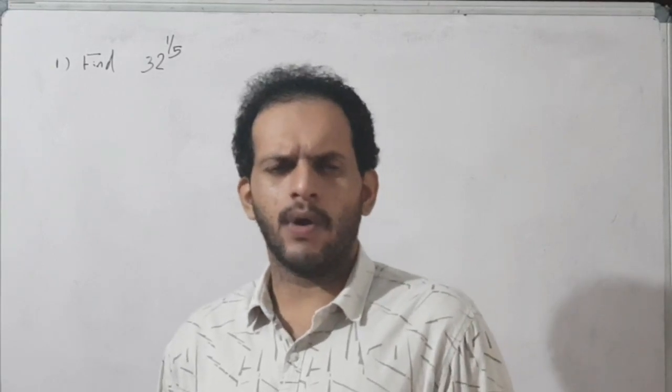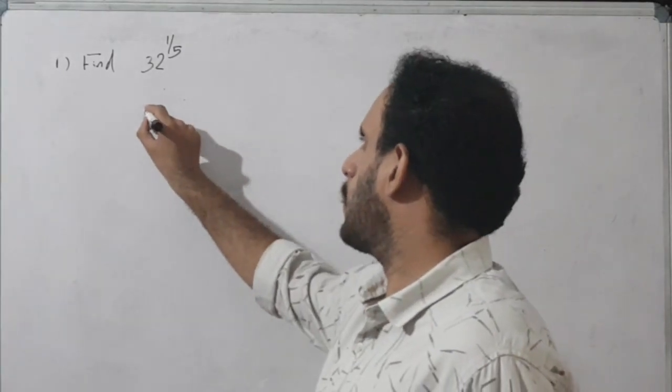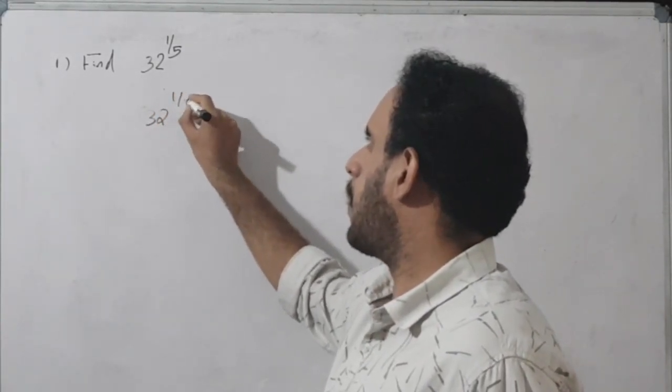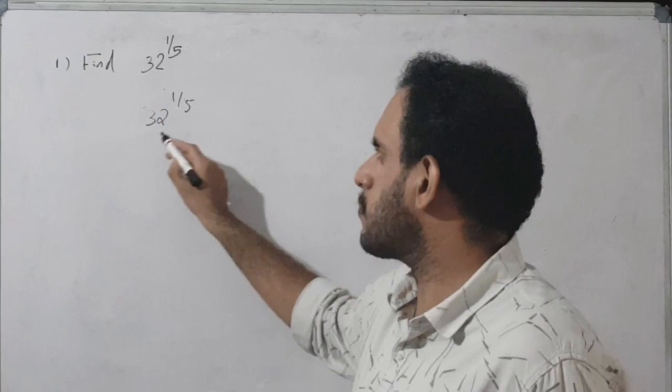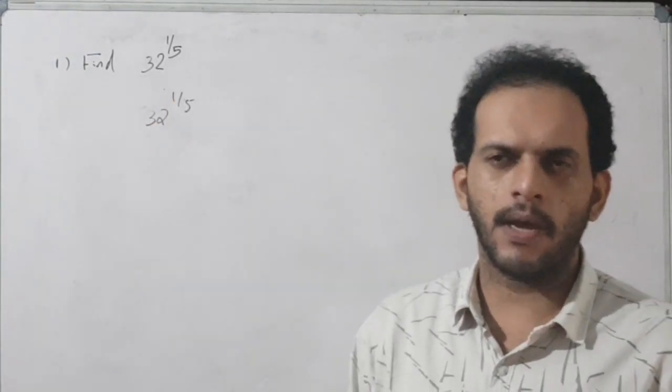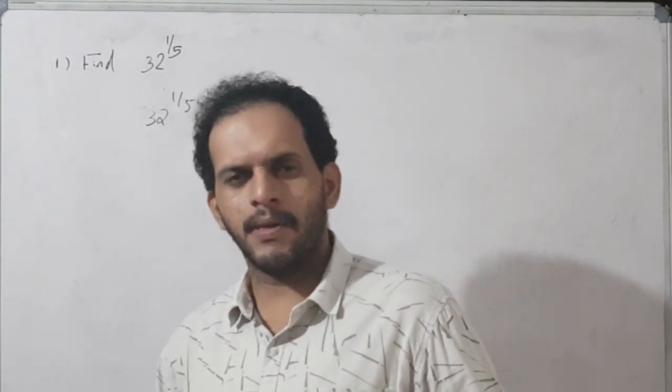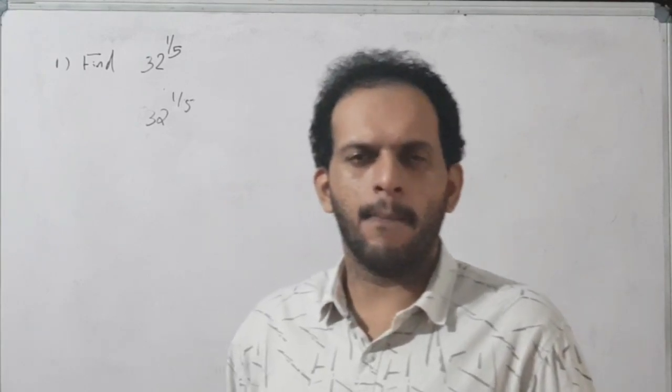Then 32 raised to 1 by 5. What is the first step? In 32 raised to 1 by 5, the first step is to factorize the base. That means the base is converted in the form of a power.